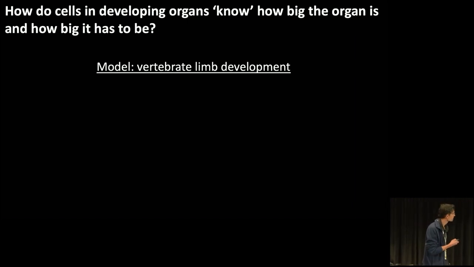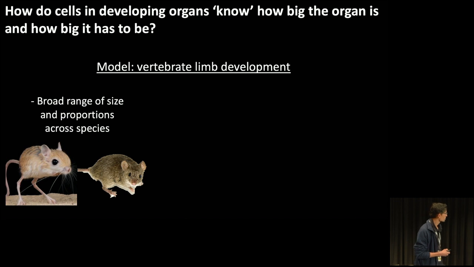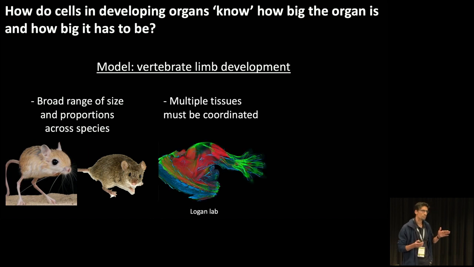And we use the vertebrate limb as a model. First of all, as Isha told you yesterday, because there is a broad range of sizes and proportions across species that we can use to our advantage. Second, because it's composed of multiple tissues that have to grow in a coordinated manner. So we have cartilage, bone, muscle, tendons, dermis, nerves, blood vessels, you name it. They all have to grow in synchrony, which is not so obvious.